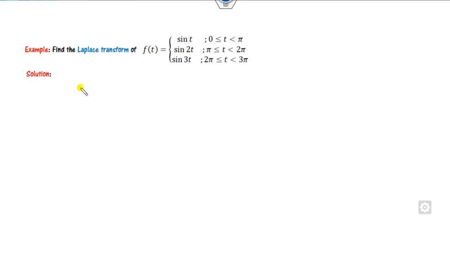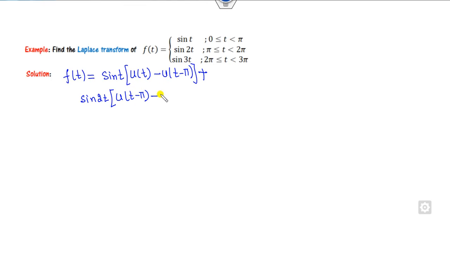Okay, again this is the case. So you have to firstly write in the unit step function. So it's sine t [u(t - 0) - u(t - π)] + sine 2t [u(t - π) - u(t - 2π)] + the third thing, sine 3t [u(t - 2π) - u(t - 3π)].